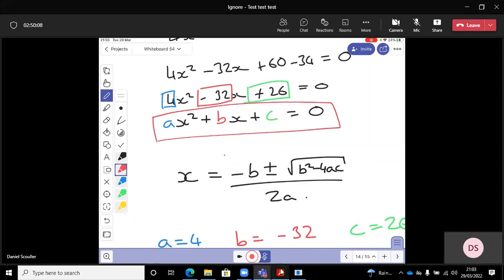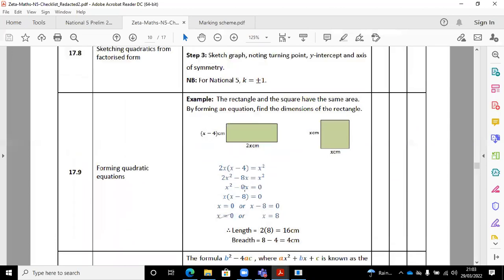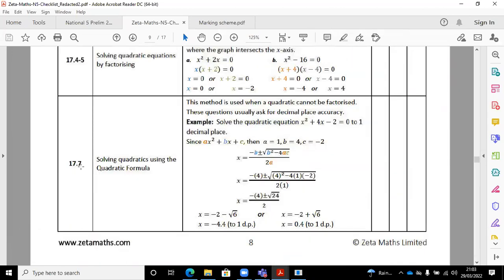That is section 17.7. And that, my friends, has been 2.5 hours, which is spectacular.